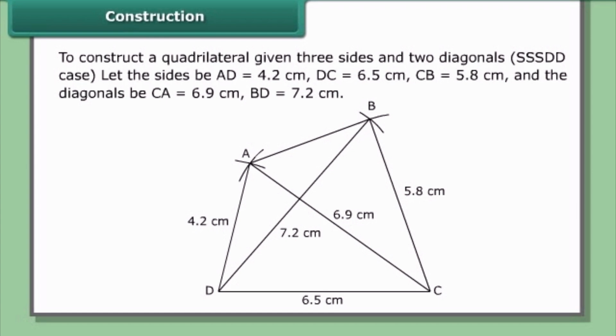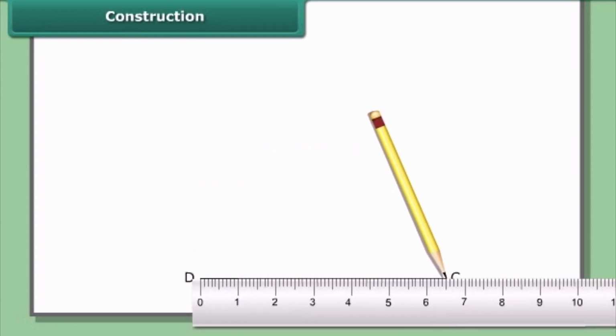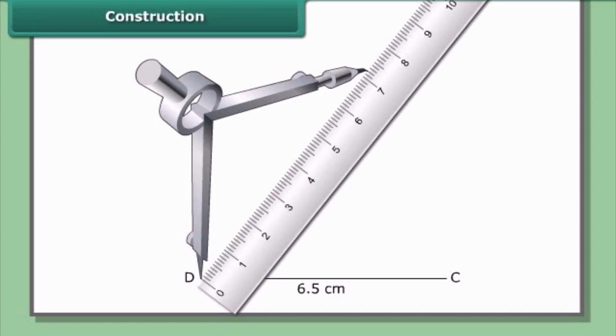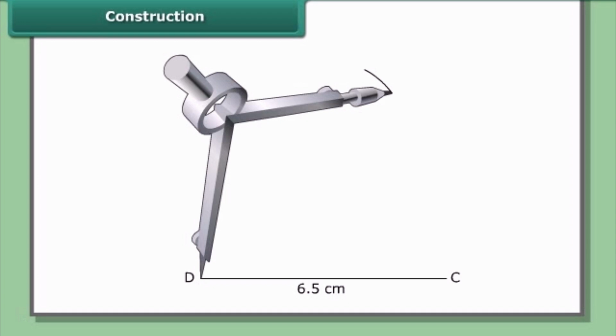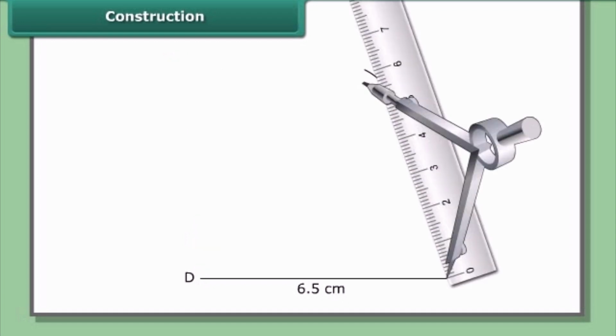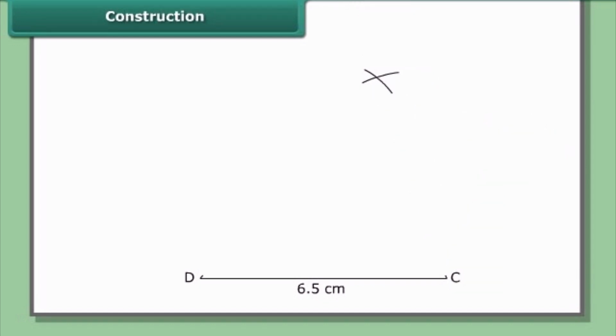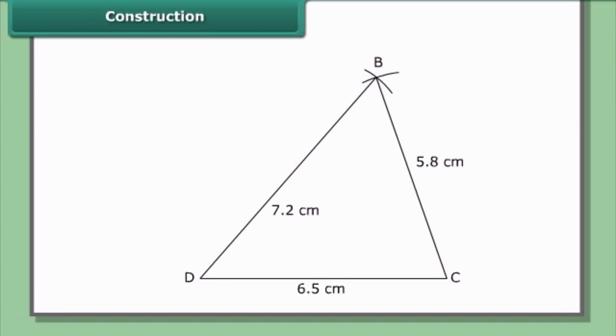Constructing BCD. Draw DC as 6.5 cm. With D as center and radius 7.2 cm, draw an arc. With C as center and radius 5.8 cm, draw another arc to cut the previous arc at B. Join CB and DB.